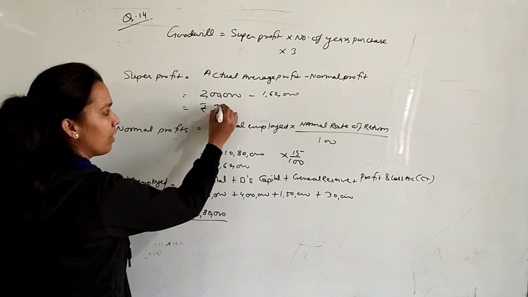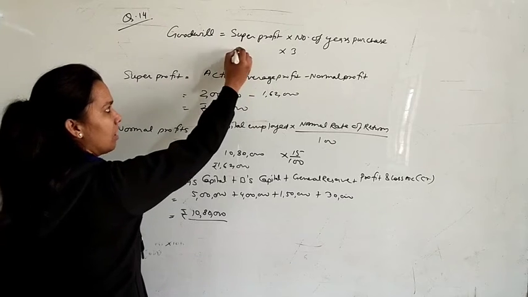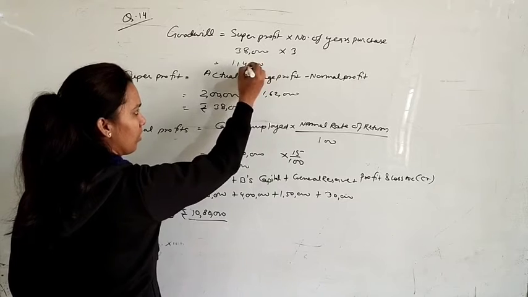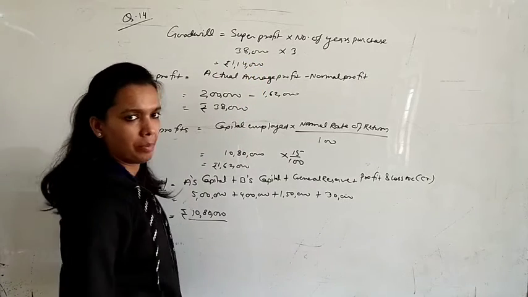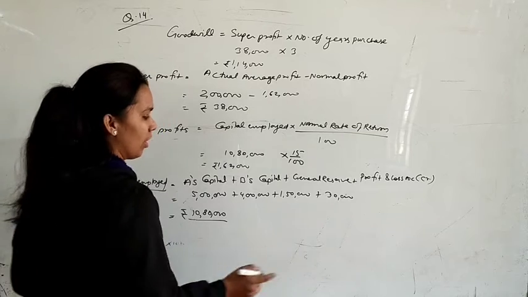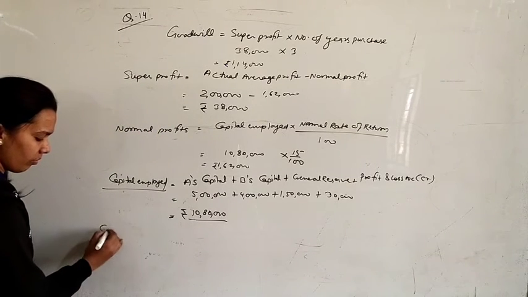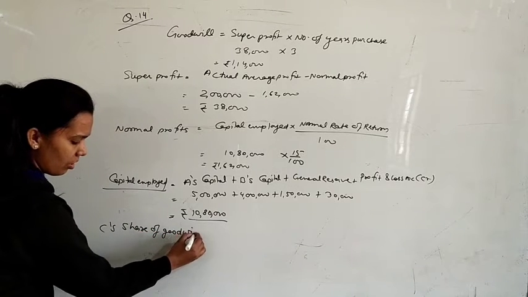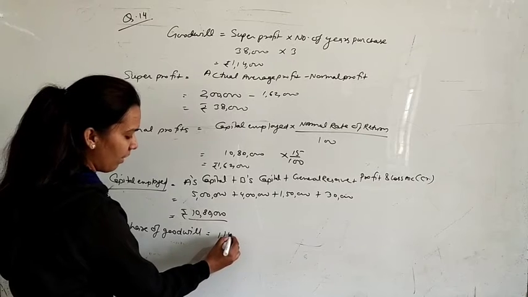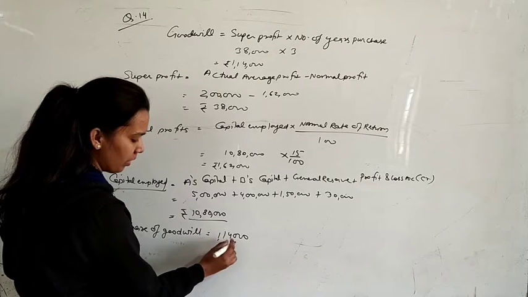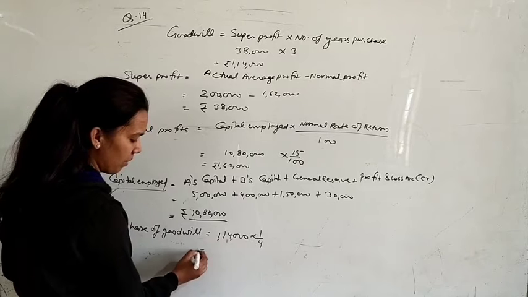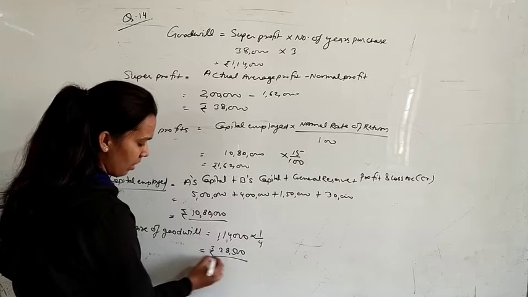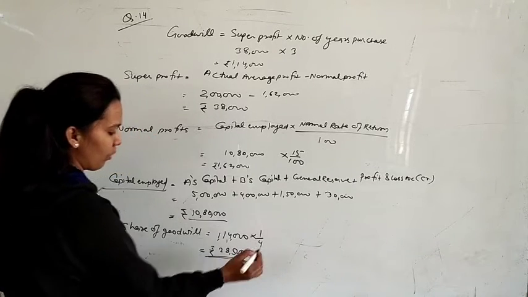Then we got super profit, that is 38,000. This 38,000 will be transferred here. Then we will get goodwill, it will be 1 lakh 14,000. This is the total goodwill of the firm, and we have to find C's share of goodwill. So write down here. C's share of goodwill equals to 1 lakh 14,000. This is the total goodwill of firm, and C's share is 1/4 when he admitted in the business. So 28,500 rupees. This is the main answer of this question.